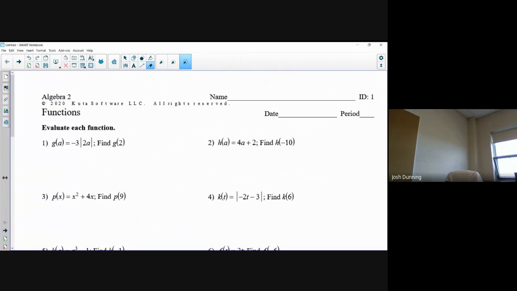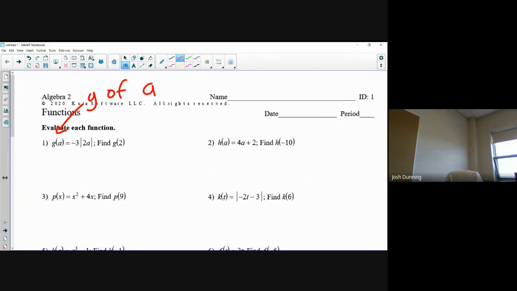Now, the top part of this is review from algebra. Function notation. Now, how this is pronounced is G of A. The function is G. The of A part means that A is your input variable. So it says G of A equals -3. Now those bars mean absolute value. Absolute value is always positive, unless it's 0. That's the only case.